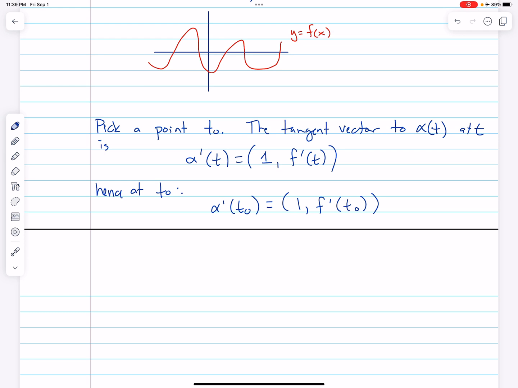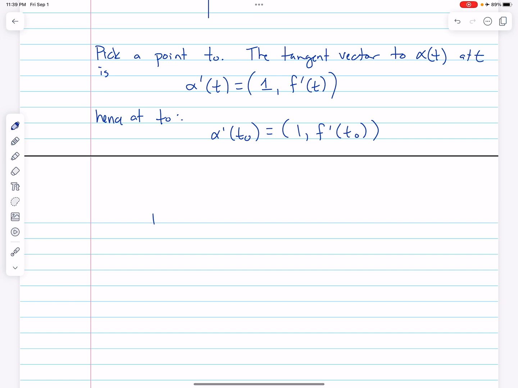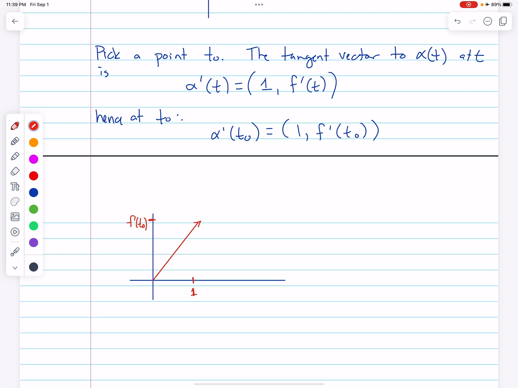And so if we look at the vector we get here, this is really just a vector. You step one step in the x direction and you step f prime of t naught in the y direction. So it's this vector here, right? And so the important thing is that this vector has slope f prime of t naught.